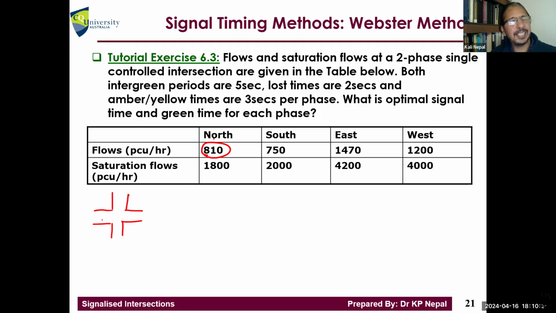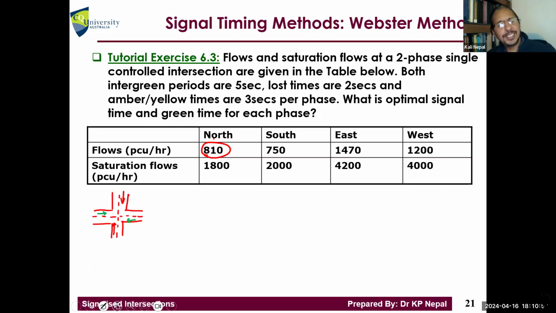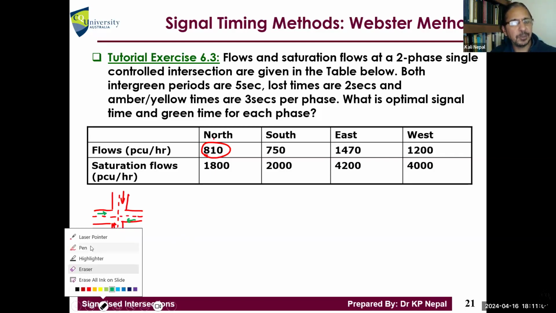I'm trying to design a very simple two-phase system. One time I allow the north-south traffic, and then in another phase I allow the east-west traffic. It's okay. So how do we find that timing? From the north, how much traffic is coming? We need to calculate the ratio with the saturation flow.